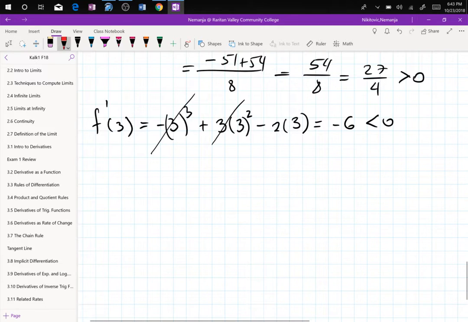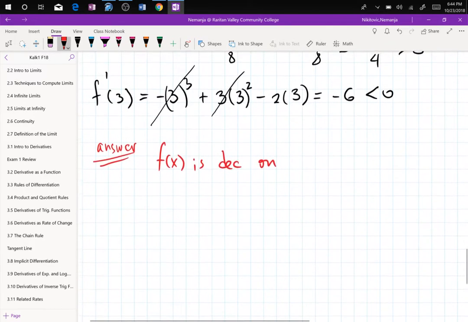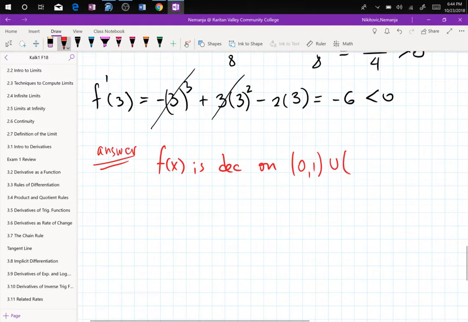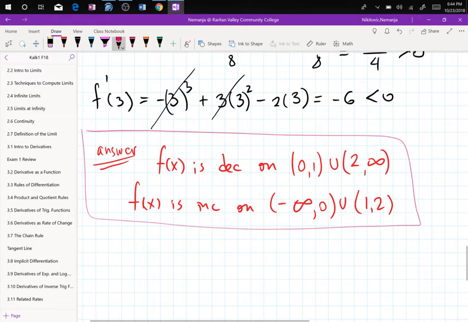Now, I'll write the answer in red. Answer. This is what I'm looking for if you guys decide to have an exam. f of x is decreasing on, and you write the interval: 0 to 1, union 2 to infinity. f of x is increasing on negative infinity to 0, union 1 to 2. That's it. That's our problem.